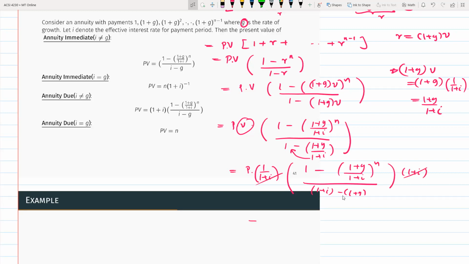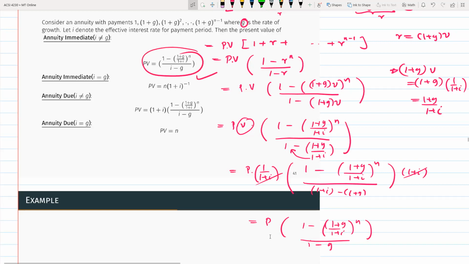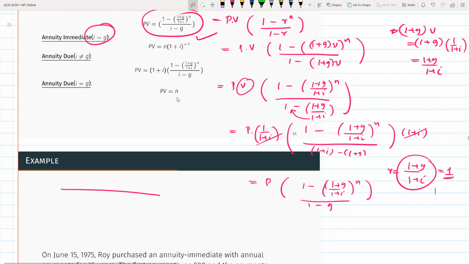So you cancel out, and you would end up with I minus G. So that's this formula. So what happens if I and G are the same? In that case, you can see 1 plus G over 1 plus I, or R, is going to be 1. So if I and G are equal, then your payments look like this.